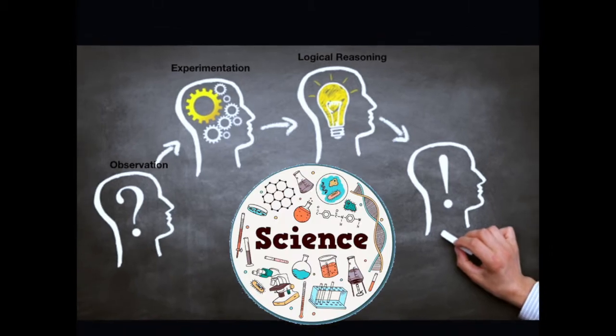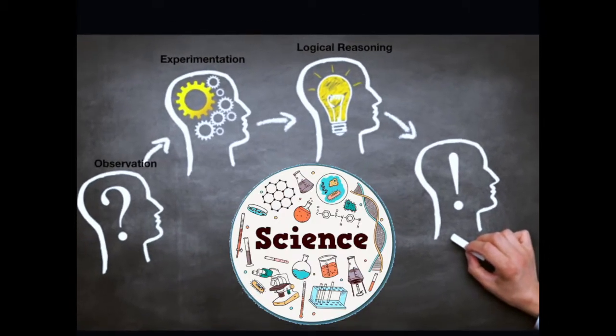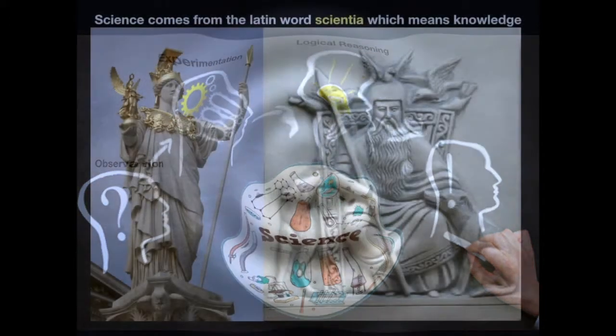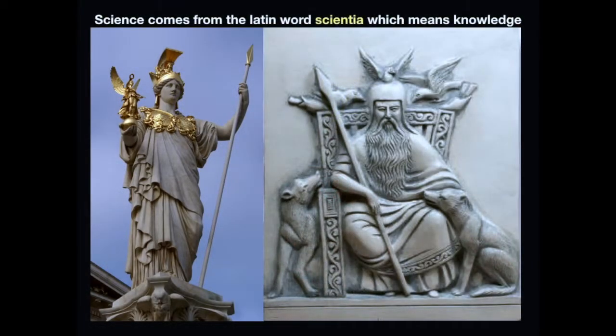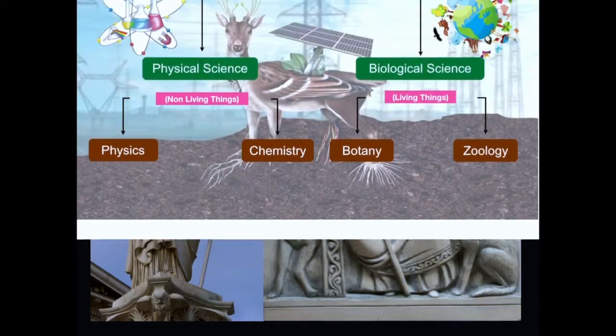Now, the knowledge that he had got through observation, experimentation, and logical reasoning were put together and was called science. So what is science? Science is the systematic arrangement of knowledge that is gained through observation, experimentation, and logical reasoning. The word science has been derived from the Latin word scientia, which means knowing the truth.